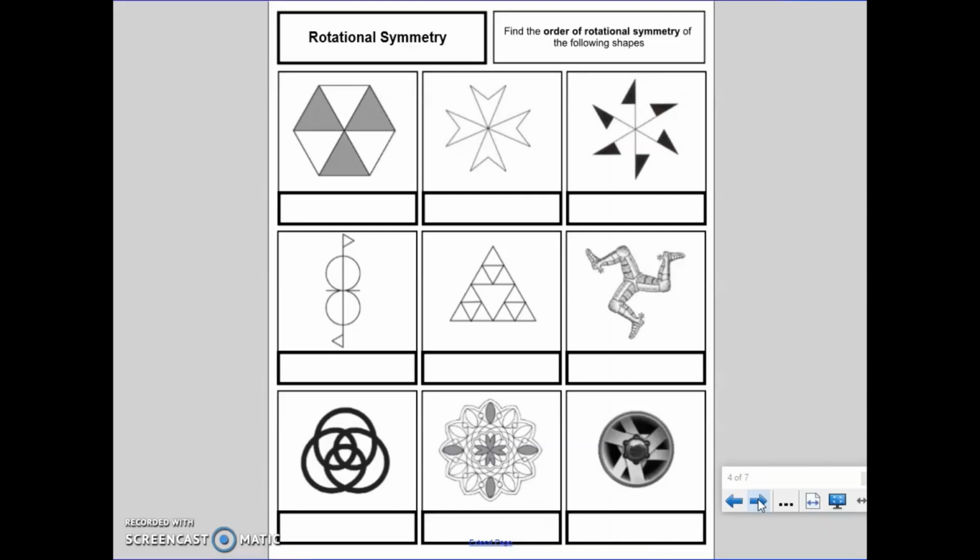9 more shapes and patterns to have a go at. For each one, could you tell me its order of rotational symmetry?